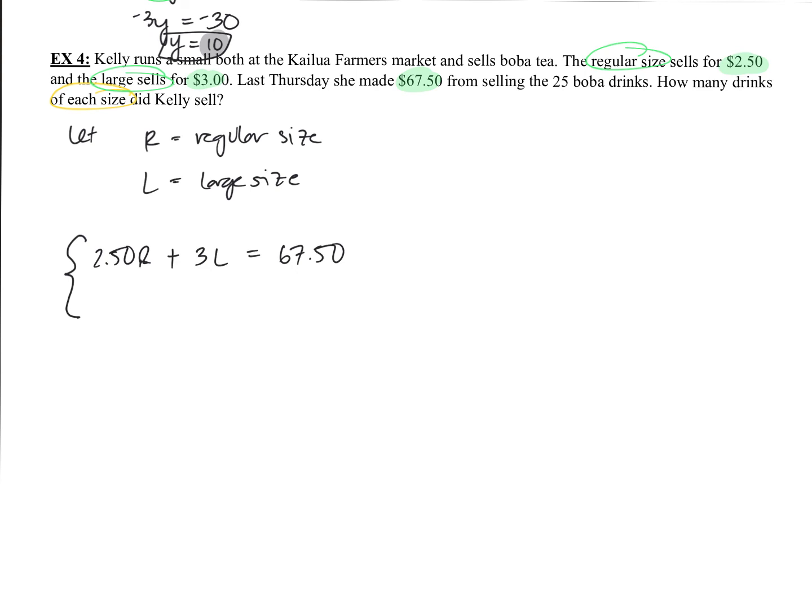Now, what other equation can we make? Well, what other information have we not used yet? We haven't used that she sold 25 boba drinks. That basically means that the number of regulars she sold plus the number of larges she sold should equal 25. And there we go. We've created one equation in terms of dollars and the other in terms of just regular old numbers. So that's one way that I find it's helpful to create the two equations. Look for the different units in your problem.